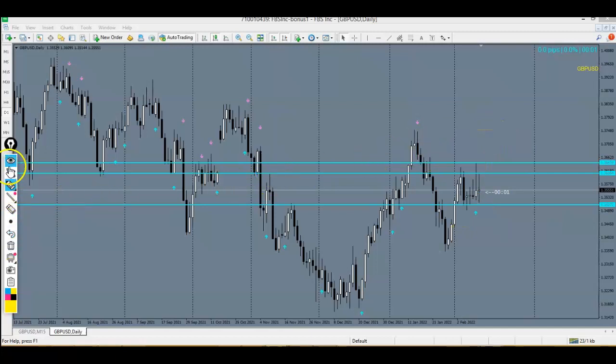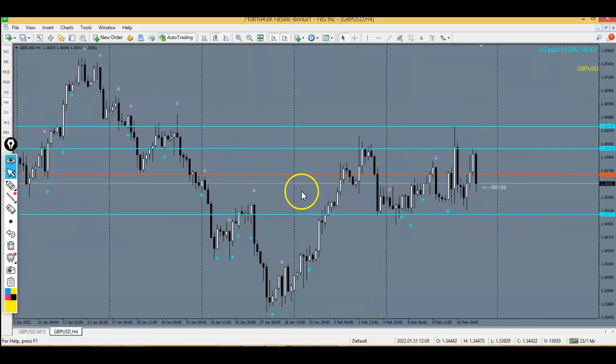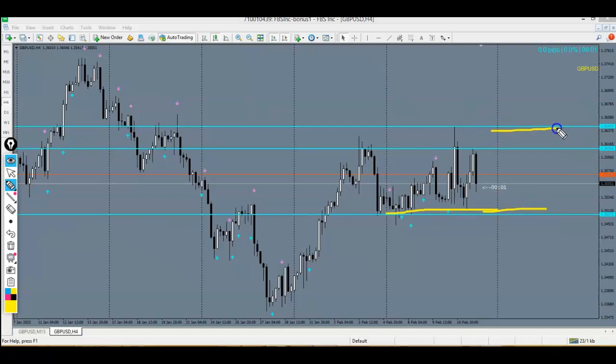Okay, so let's look at it on the 4-hour time frame. So we see price doing the same thing. We'll be looking for buys on this level. We'll be looking for sells in this zone. If it breaks above, closes above, then we'll look for longs. If it breaks below, closes below, then we'll look for shorts.